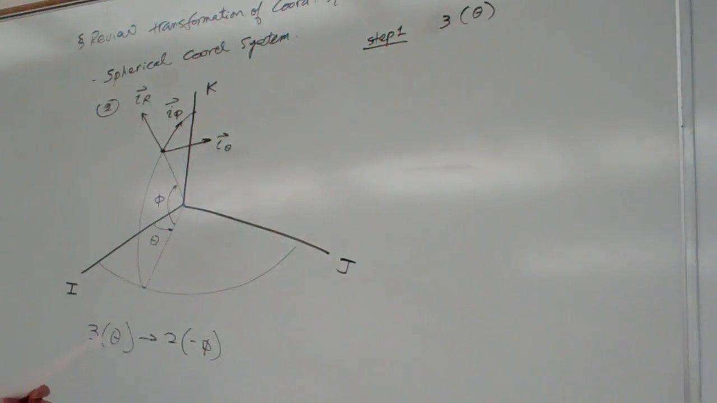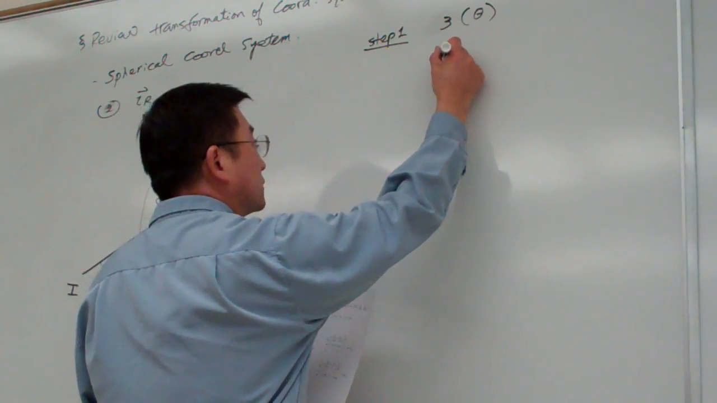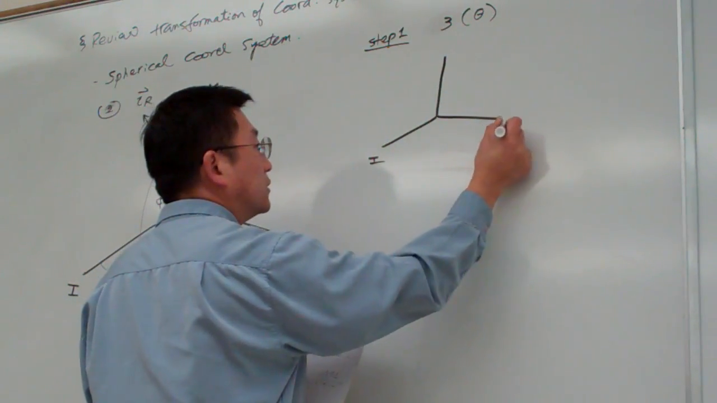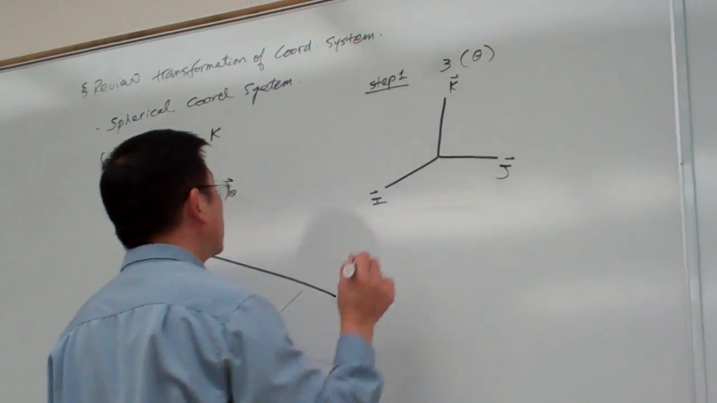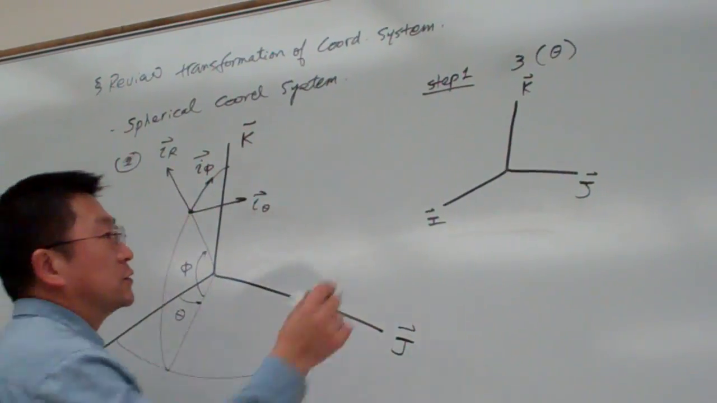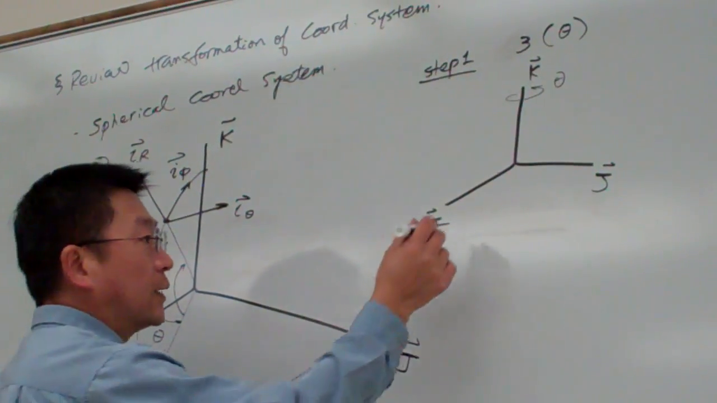So we applied about the 3 axes and by theta. So here is, this is i, j, k, and those are the unit vectors. Okay, so sorry, sometimes I forget the overhead. So here we rotate this one by theta, and then we see what happens.